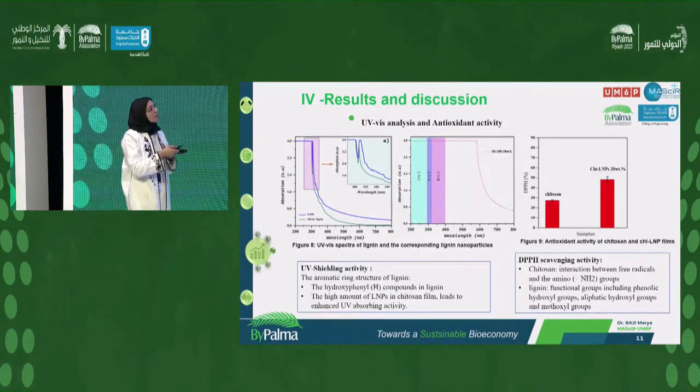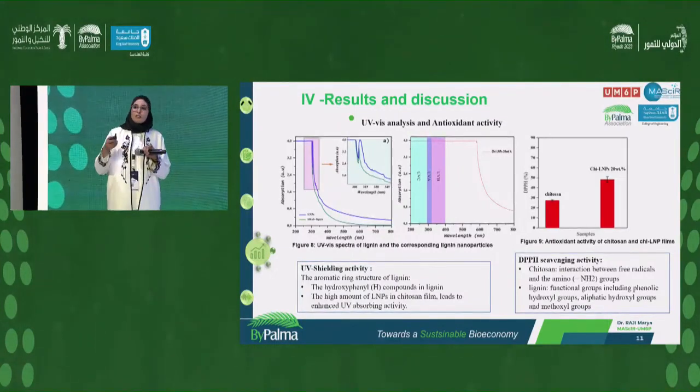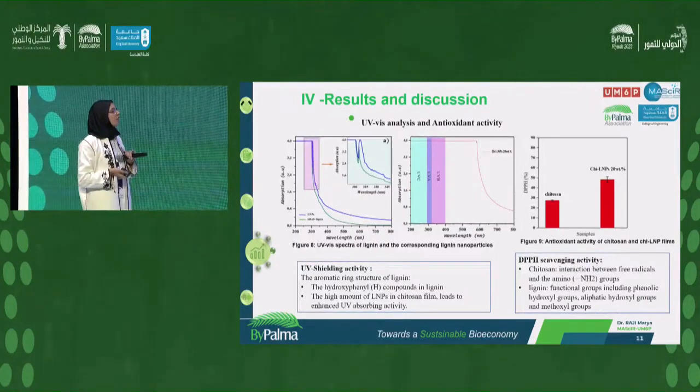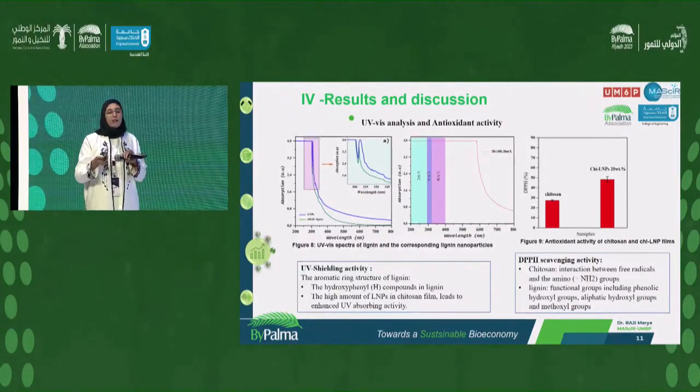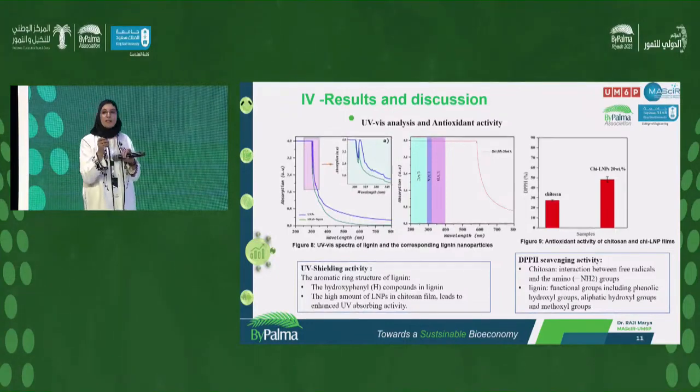And on the other side, we have the antioxidant activities of the chitosan and of the film with the nanoparticles of lignin, which confirm that we have good antioxidant properties, around 48% with the nanoparticles. That is good for our active paperboard.